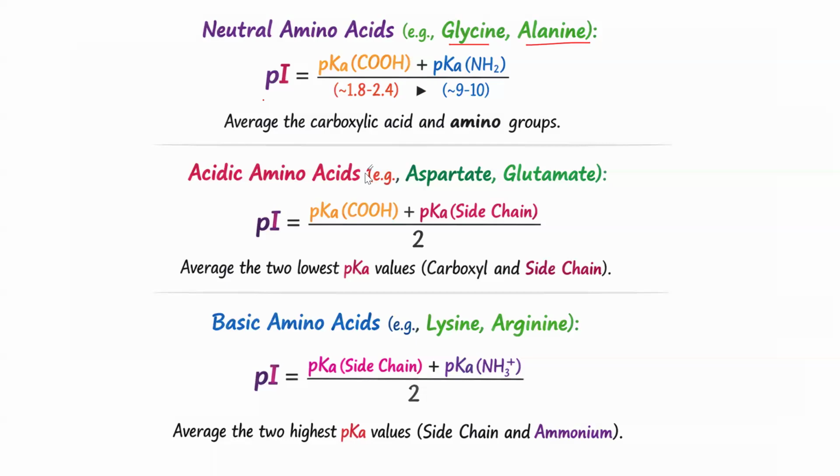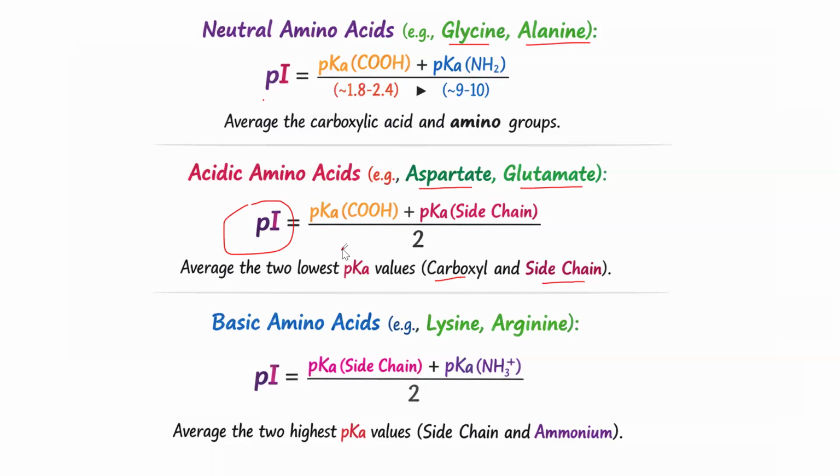But if it is acidic, like in the case of aspartate and glutamate, which are typical examples of acidic amino acids, to calculate the isoelectric point you take the pKa of the carboxylic group and add it to the pKa of the side chain. So you average the two lowest pKa values, that is, both the carboxylic and the side chain. So that is what you do.